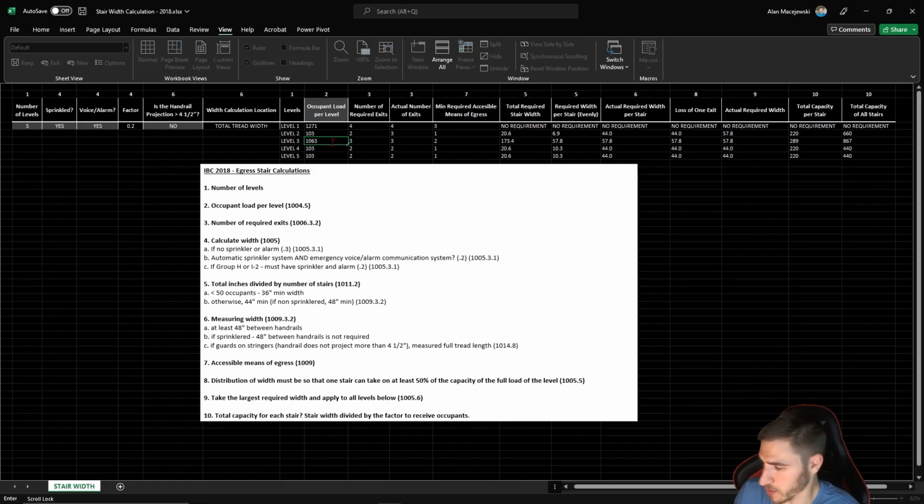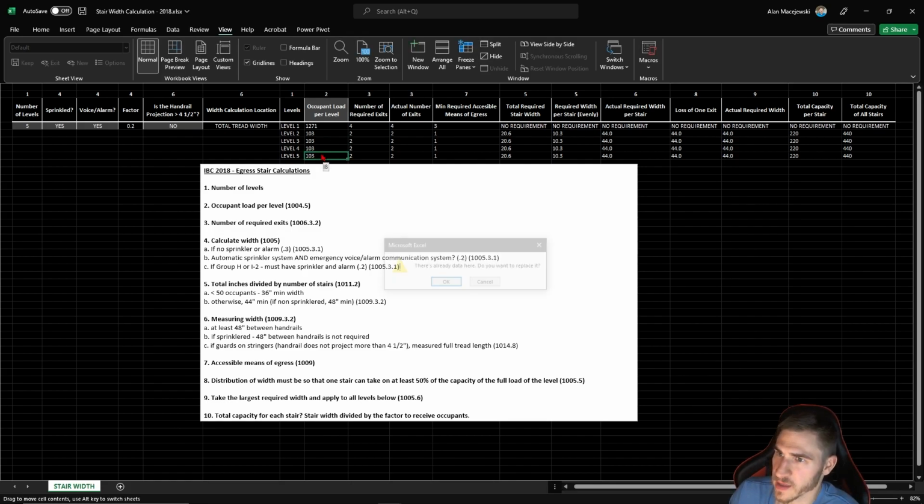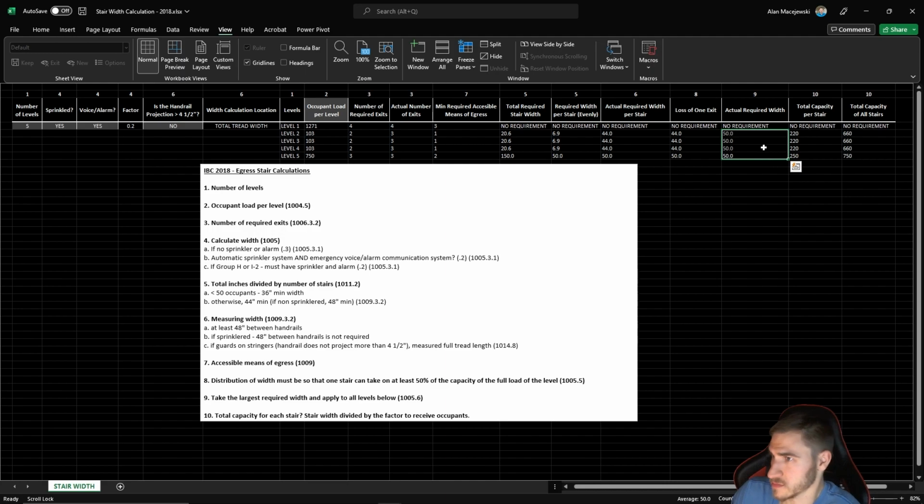Well, let's make this 103, and then we can make this one, let's say, 750. And so all of a sudden we see, yeah, we need 3 exits all the way down, but we also need a certain amount of width all the way down. And so that is going to take the highest in this case. So I'm actually going to make 103 the level 5 occupant load and then put 750 on level 4. We can see what happens.